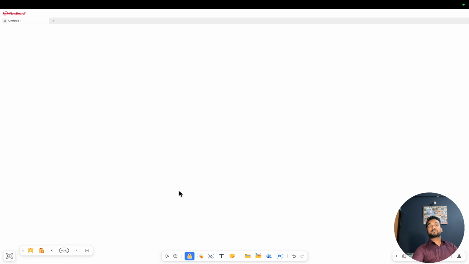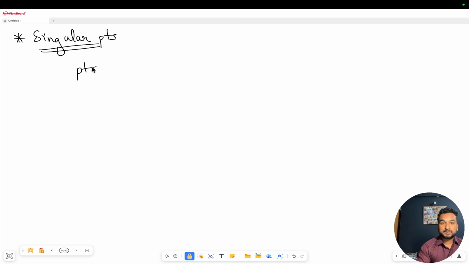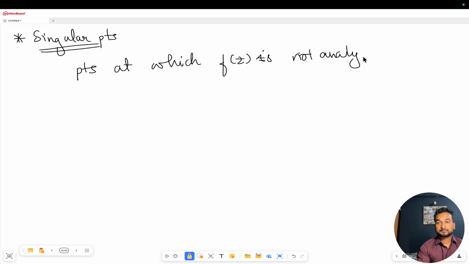For residues, first of all you should know what is known as poles. For poles you should know what are singular points. Okay, so singular points are those points at which your f of z is not analytic. What do you mean by analytic function? That means your f of z will not be an analytic function at singular points.